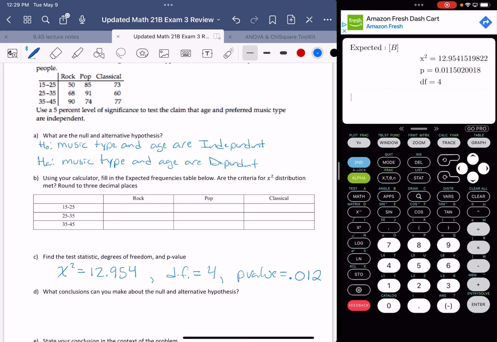Any other questions up to here, guys? Or anyone else need help with their calculators?